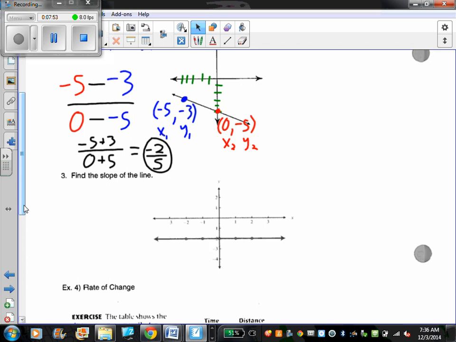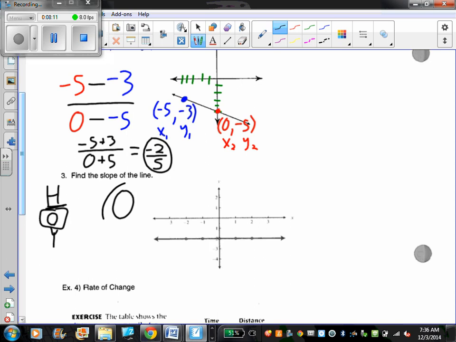Alright, on this one, we could do more work, but we've already learned about these, and we see that this is a horizontal line. So when you have a horizontal line, we know that the slope is 0. So the slope of this line is 0. Don't even really need to do the slope equation for that one. But you could, and it would still give you 0.